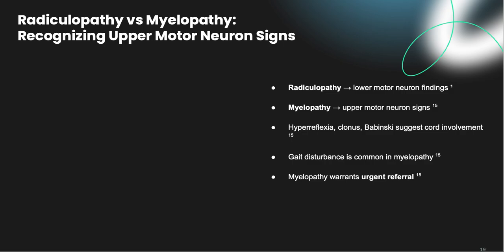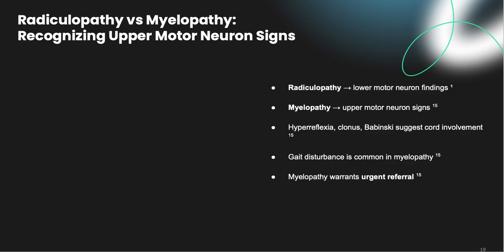Now we must clearly distinguish between radiculopathy and myelopathy. Radiculopathy produces lower motor neuron findings at a single root level, while a myelopathy produces upper motor neuron signs due to spinal cord involvement. Failing et al. report that, quote, common signs include hyperreflexia, clonus, pathological reflexes, and gait impairment. These reflect corticospinal tract involvement, not isolated root compromise.